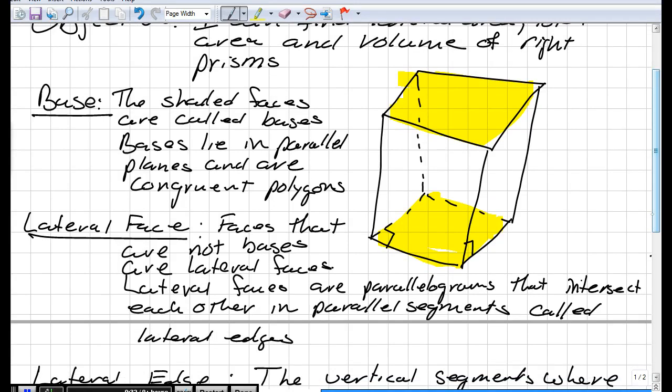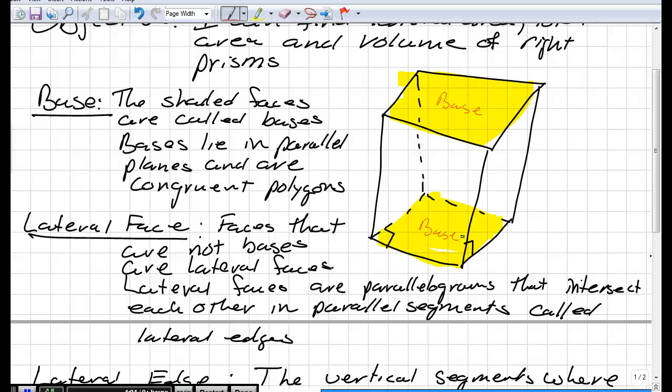First of all, we need to know what a base is. So the bases lie in parallel planes or in congruent polygons. So in my picture, the shaded areas here are the bases. So in a prism, there's always two bases. A lateral face is all the faces that are not bases. So pretty much it's the vertical parallelograms.